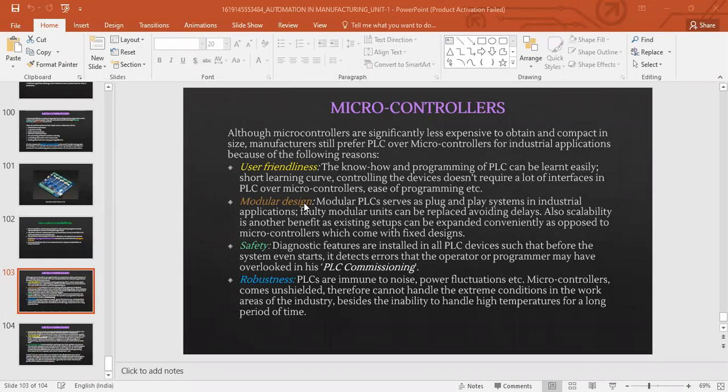Modular design. Modular PLCs serve as plug and play systems in industrial applications. As I said, you can install it right wherever you want to, and all you require is that unit to be placed. Right, we saw that unit. So you have those racks wherein you'll place them, right? So that is why we call them modular. We've discussed modular, right? Why do we call them modular?